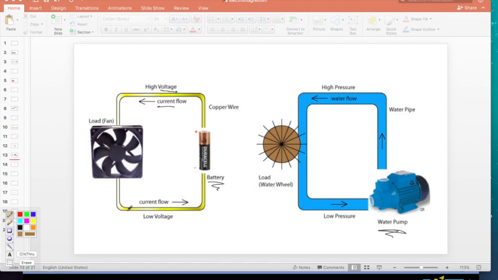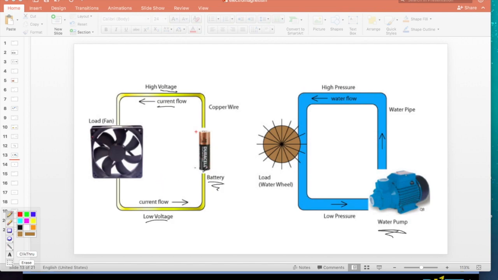And then by the time the electrons get down here, they're now at a low voltage. They're at low potential energy. They have low pressure, low motivation to flow. They're now sluggish, so to speak. Just like the water down here. It flowed from regions of high potential, high pressure, down to low potential or low pressure. And then the water pump pumps them back up to complete the cycle. That's exactly what the battery does.